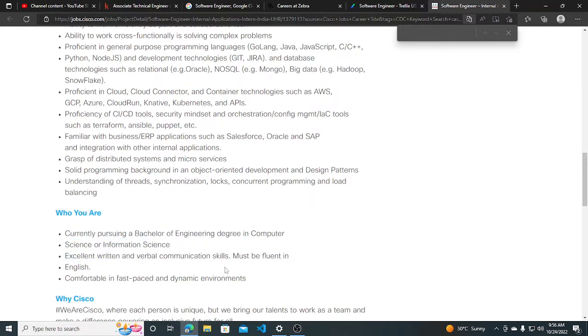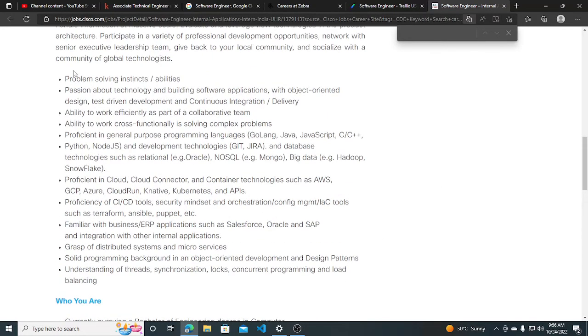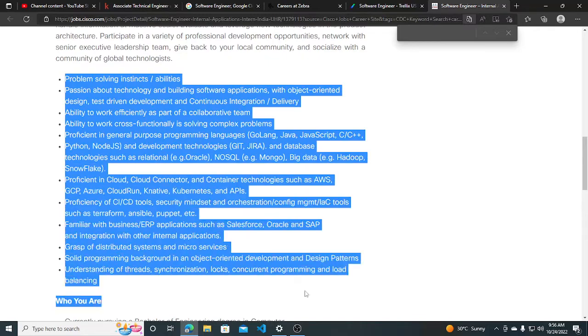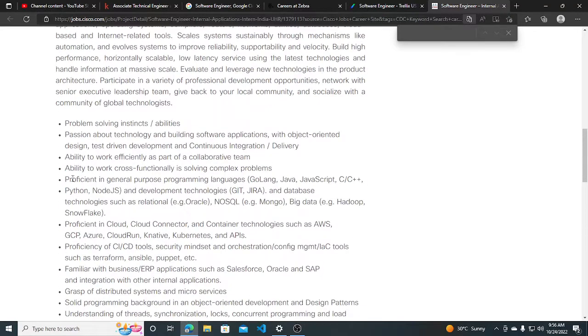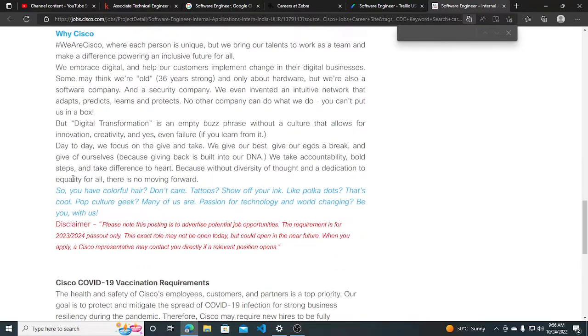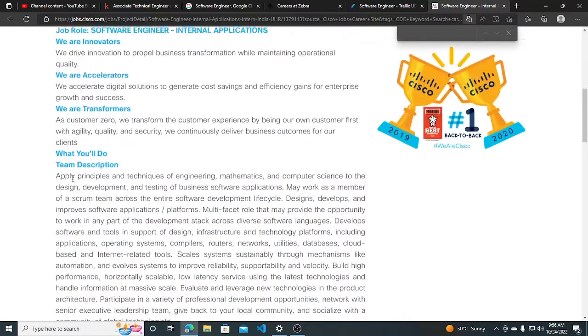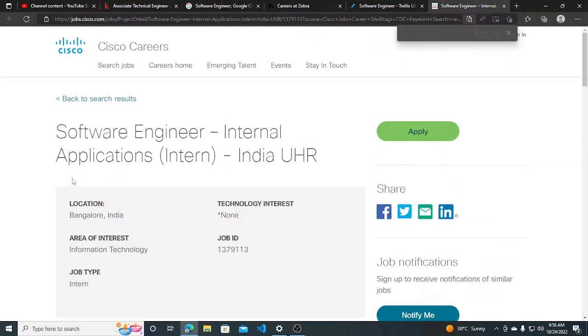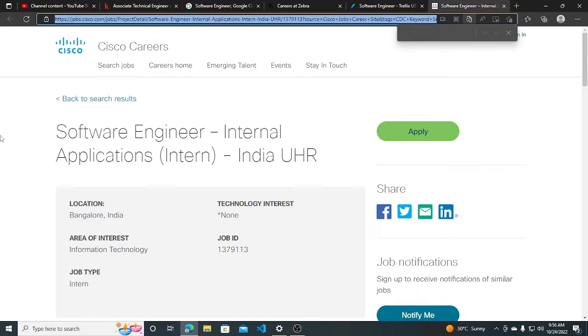Verbal and written communication skills, must be fluent in English, comfortable in a fast-paced dynamic environment. Problem solving skills and other skills are listed. If you have some basic knowledge about these skills, then it's completely fine. But at least one programming language, data structures and algorithms, basic DBMS, this is the basic requirement for which you can apply.